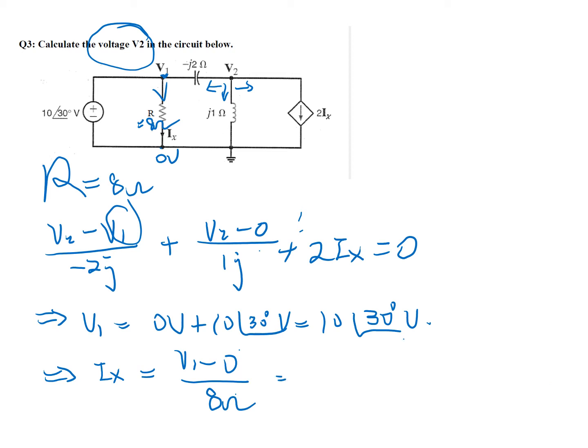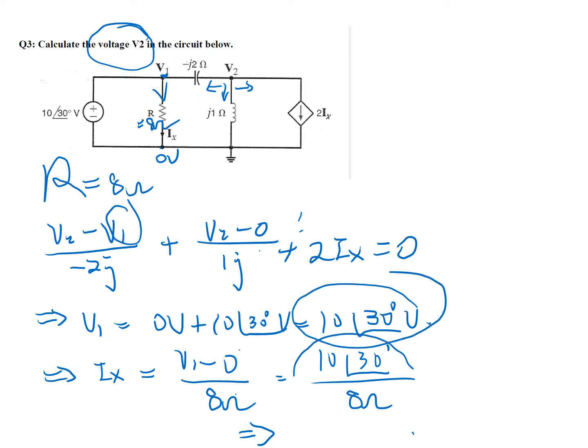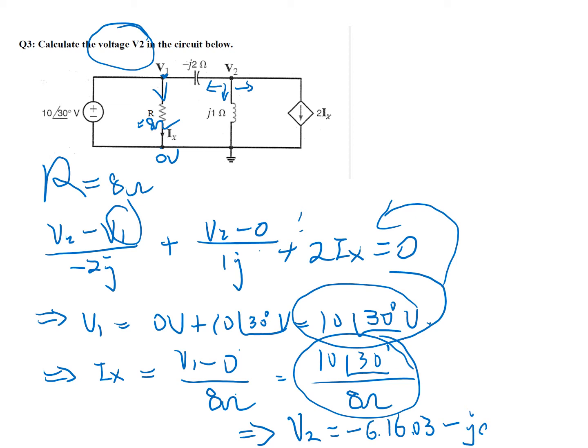And this is 30 degree over 8 ohm. And we substitute in V1 and add X back to this equation and get Ix is equal to negative 6.1603 minus J 9.3301 volt.